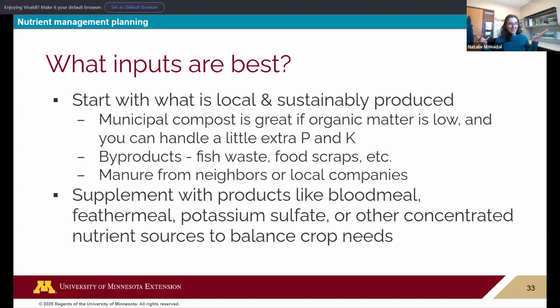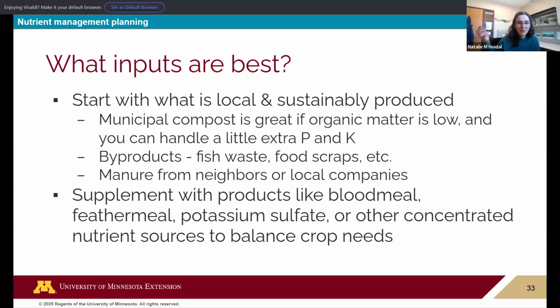So what inputs are best? There's not a universal answer to this. I like to tell people to try to start with what's local, what's sustainably produced. Maybe your county or your town makes municipal compost. Compost is a great fit if your soil can handle a little bit more phosphorus. If your phosphorus is already really high, you may want to hold back a little bit. That's especially true of compost and manure.